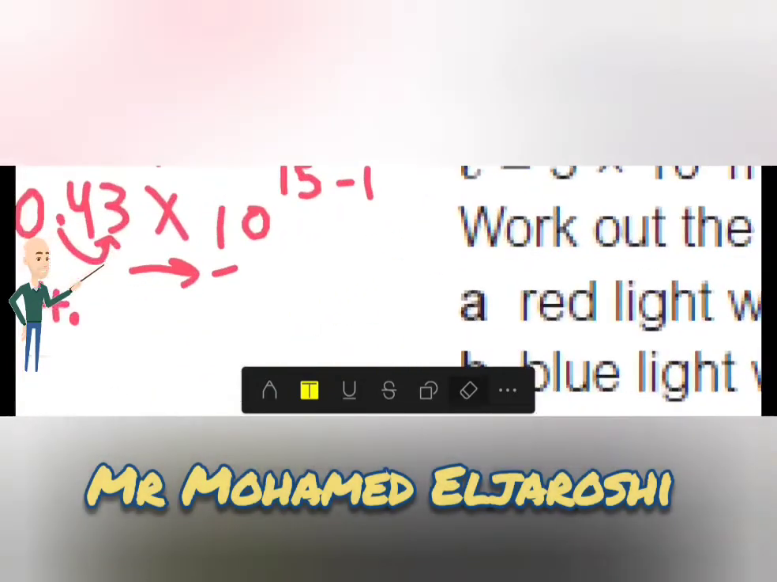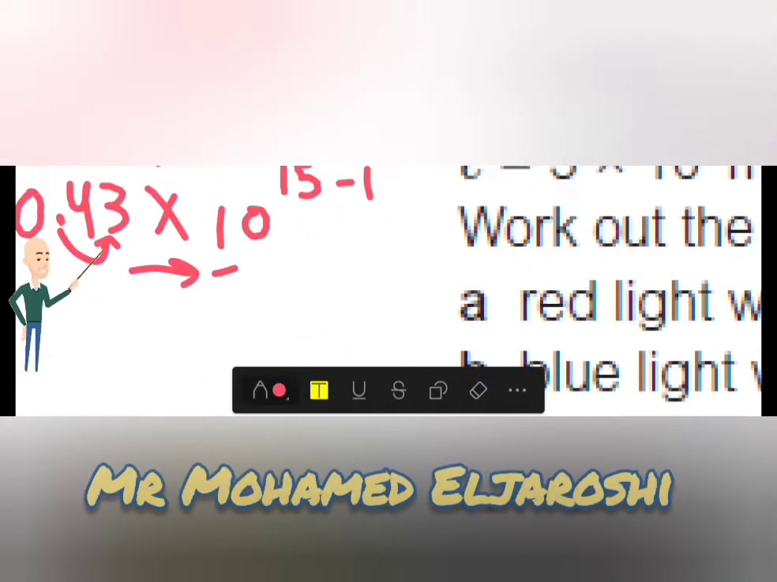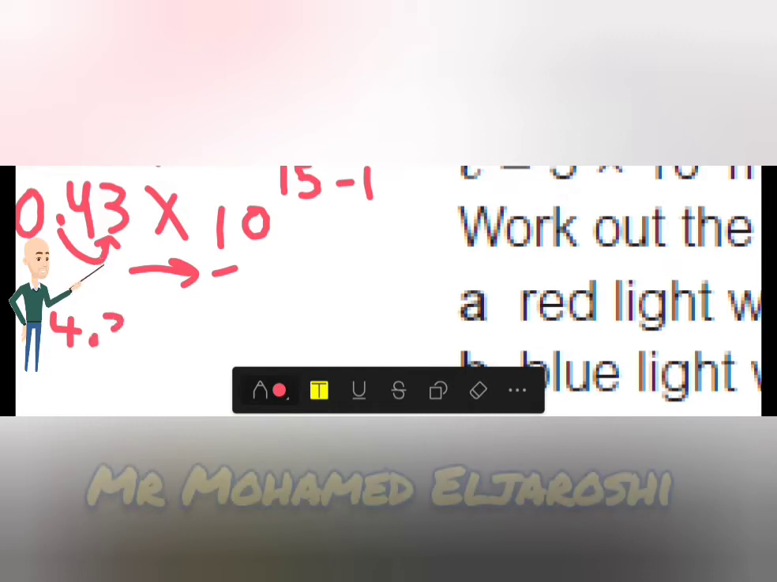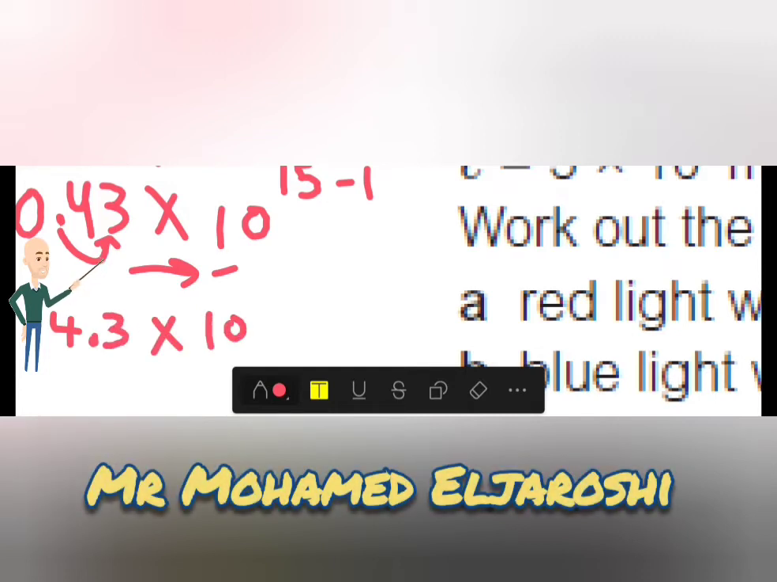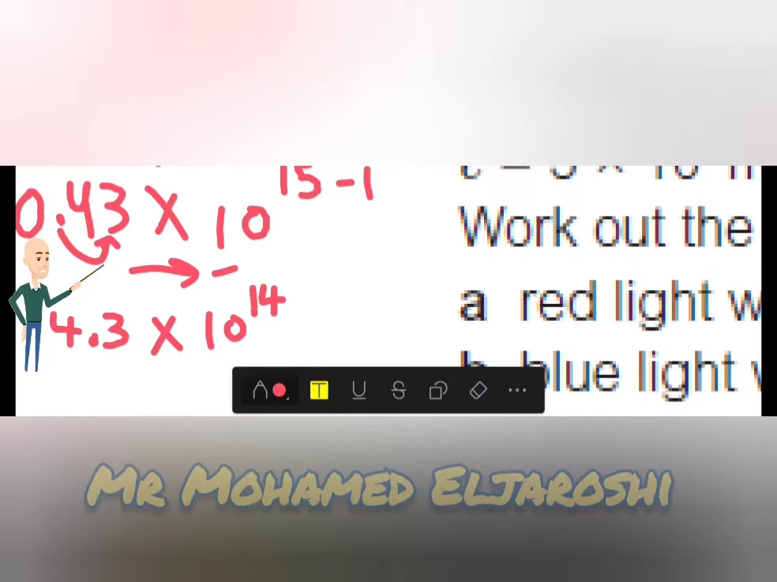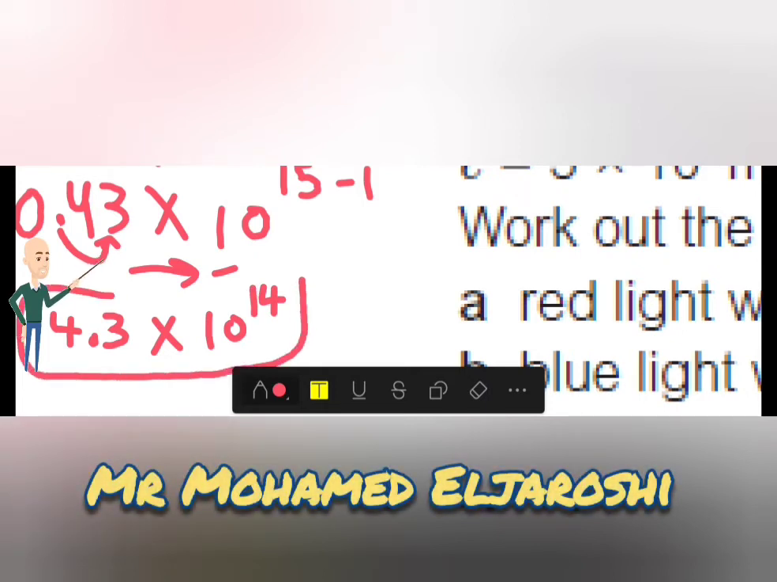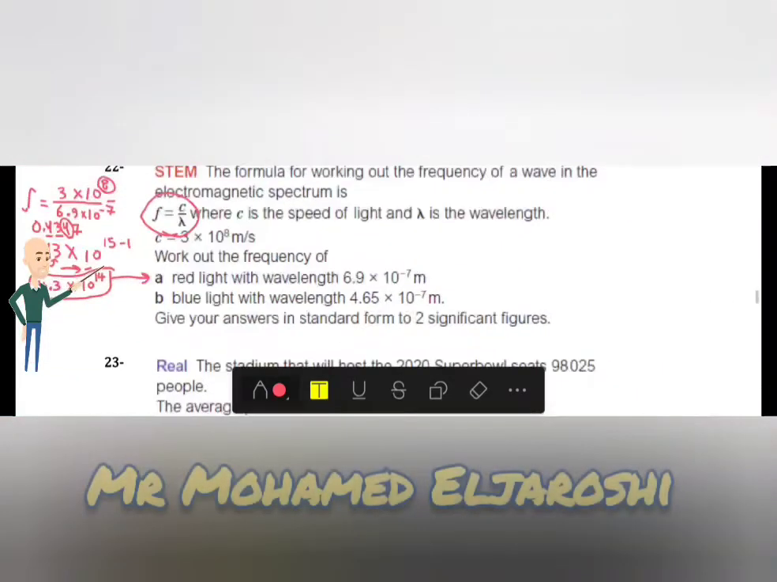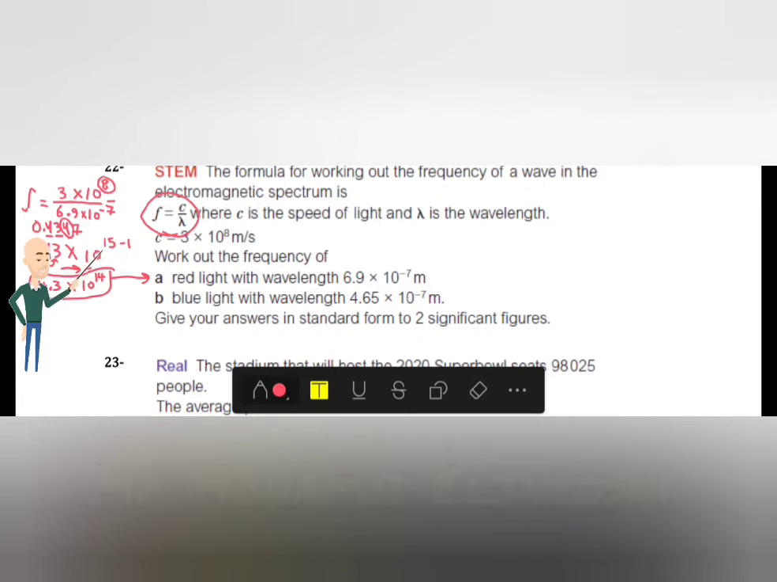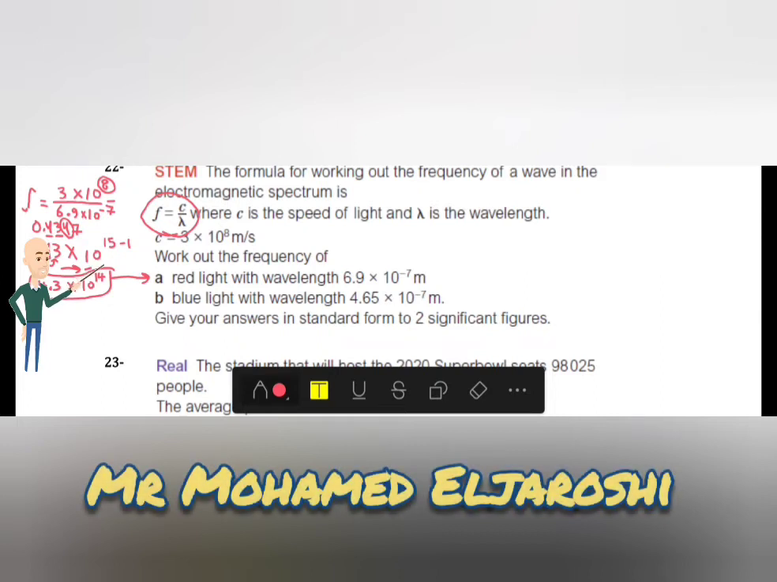Sorry. Let me write it here. 4.3 multiplied by 10 power of what? Very good, 14. And here we have the answer in standard form. And this is for question A. So we found the frequency for the red light that has a wavelength of 6.9 times 10 power of -7. And we're going to find the same thing for the blue light using the same formula here, okay?